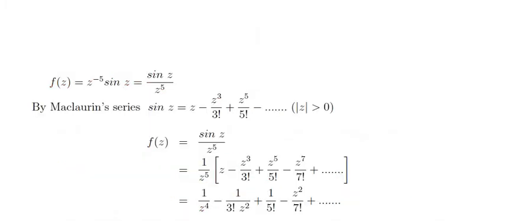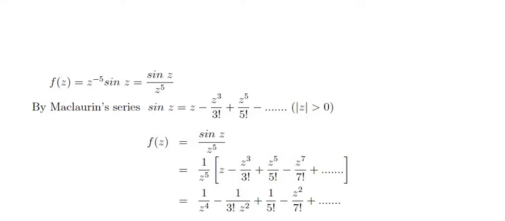For the first example, find the Laurent series expansion of the function f of z equal to z raised to minus 5 sin z, which can be written as sin z divided by z raised to 5. For practical problem solving, we write the Laurent series expansion using the Maclaurin series or Taylor series.